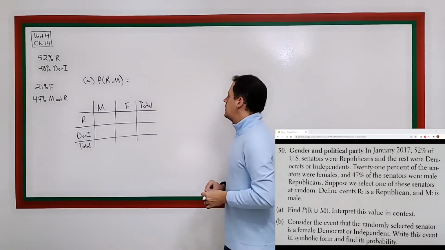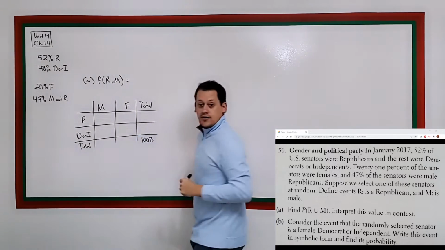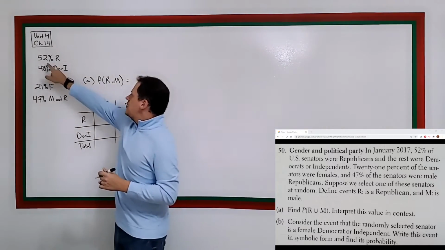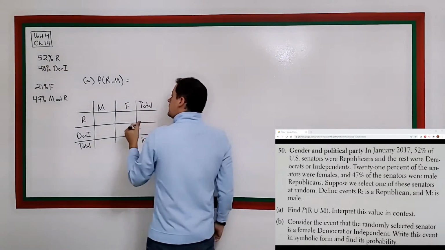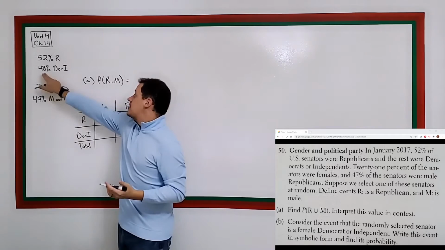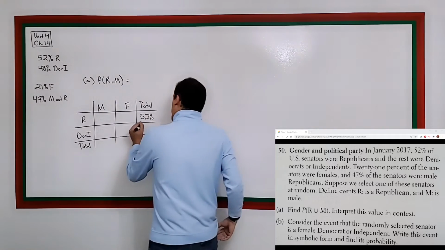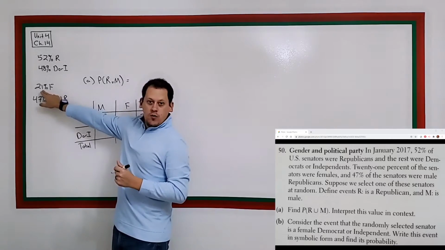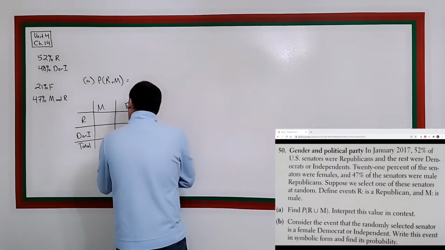Okay, so let's start filling in what we know. Well, we know for sure that this is going to be 100% grand total. We're going to be putting in percentages in all these places. Starting from the top here, 52% are Republican, so that is the Republican total here, 52%. And what we wrote here was the other 48% had to be Democrat or Independent, and it does turn out that had to be 48% anyway. Good. We also know that it's 21% female senators, so that total is 21 here.